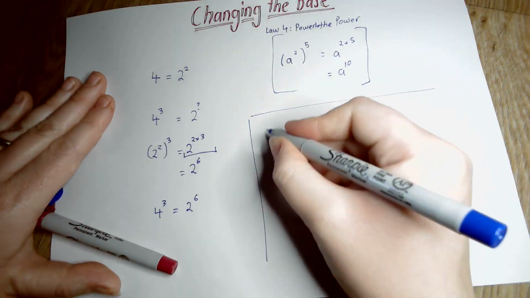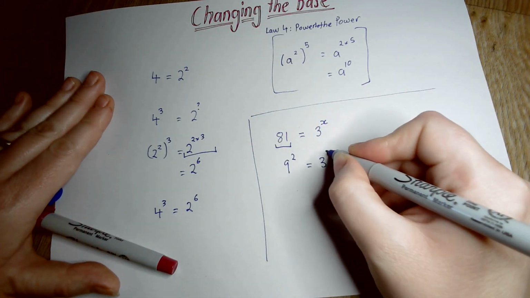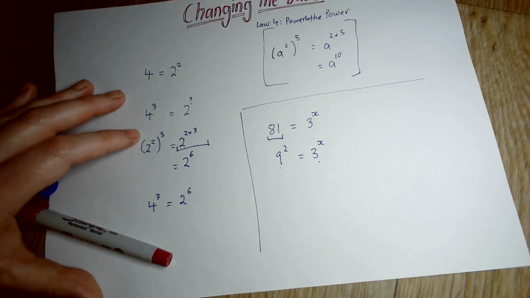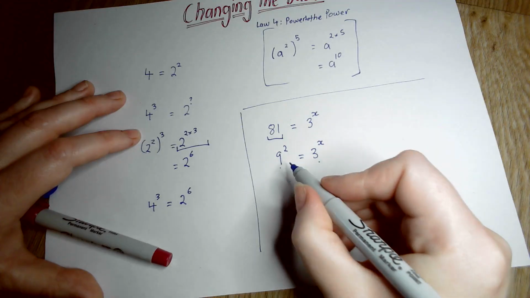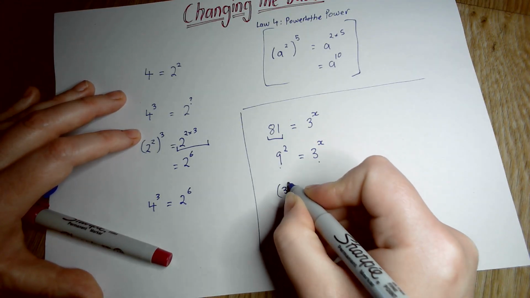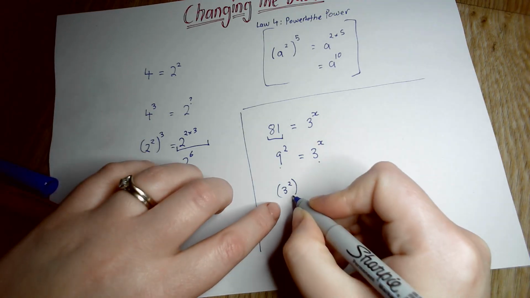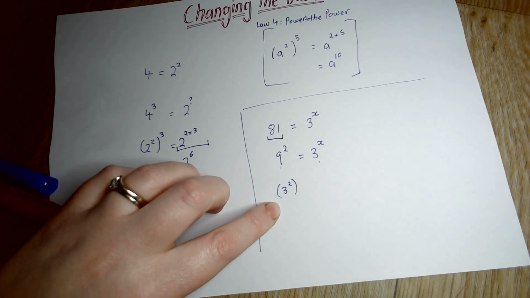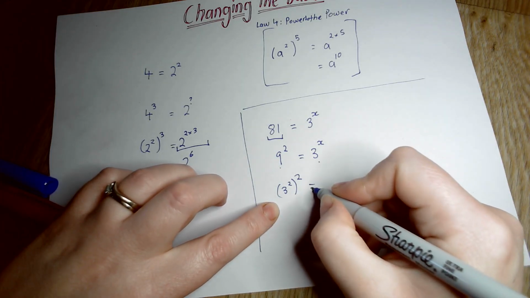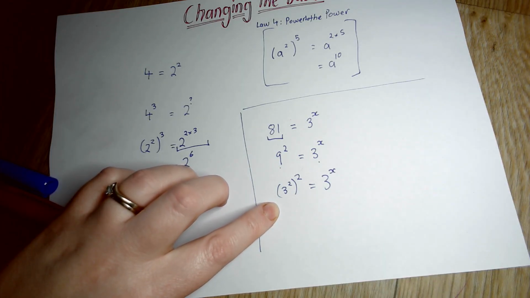So now we have 9 squared equals 3 to the power of x, but these still aren't equal, and we can only use our law of equality when they're equal. So we need to change this 9, and we can change that into 3 squared, but we have to put it in brackets because we're replacing the 9. And our 3 squared, squared, equals our 3 to the power of x.